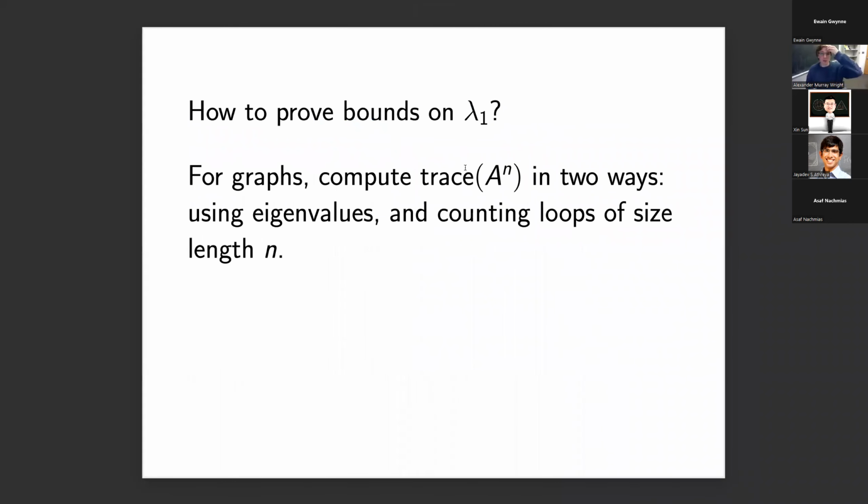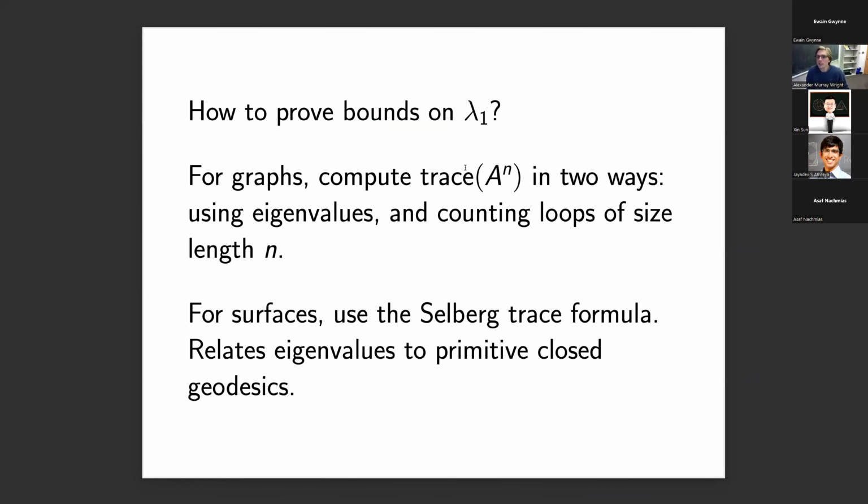So I just want to say a little bit about the proof then, which I think is something that will resonate with many of you. So how do you prove bounds on the spectral gap? Well, for graphs, you do some version of computing the trace of the adjacency matrix, or the trace of a power of the adjacency matrix, in two ways. One using eigenvalues and the other one counting loops. So here A is the adjacency matrix of a graph. So we don't have an adjacency matrix, but we have something which is, to my mind at least, nice, which is the Selberg trace formula, which is a formula that relates eigenvalues of the Laplacian to primitive closed geodesics.